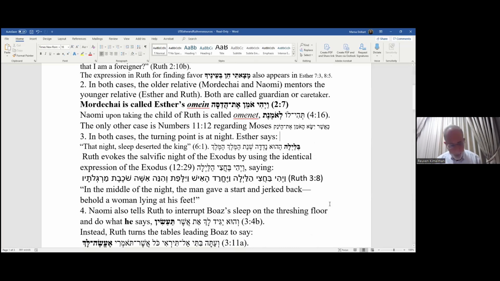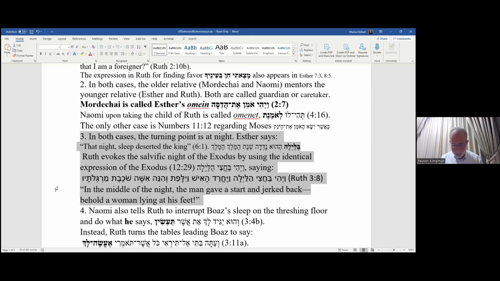Now look at point number 3. In both cases, the turning point is at night. The book of Esther says, "B'maylahu nadada shanat melech." That night, sleep deserted the king. What about the book of Ruth? Ruth evokes the salvific night of the Exodus by using the identical expression of the Exodus, chapter 12:29 of Shemot.